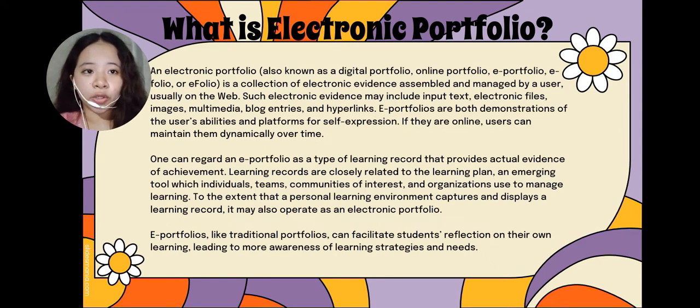An electronic portfolio, also known as digital portfolio, online portfolio, e-portfolio, or e-folio, is a collection of electronic evidence assembled and managed by users, usually on the web. Such electronic evidence may include input text, electronic files, images, multimedia, blog entries, and hyperlinks. E-portfolios are both demonstrations of the user's ability and platforms for self-expression. If they are online, users can maintain them dynamically over time.